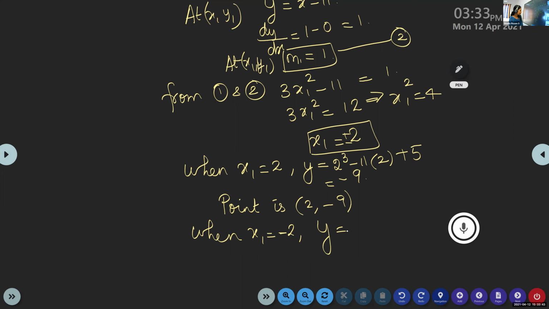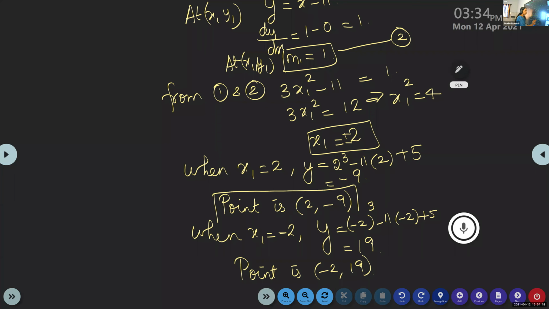Yes, Tomlin, when x1 is minus 2, what's the value of y? Ma'am, 21. Can you repeat the value, Tomlin? Ma'am, 19. Yes, it is 19. Therefore, the point is minus 2 comma 19. So the one point we got is 2 comma negative 9. The other point is minus 2 comma 19.